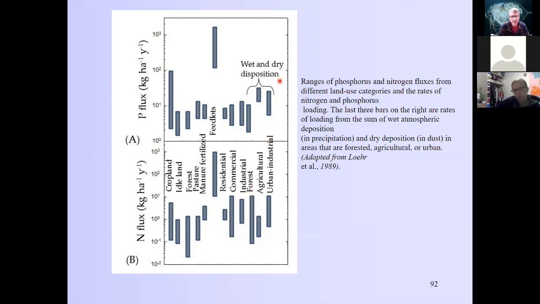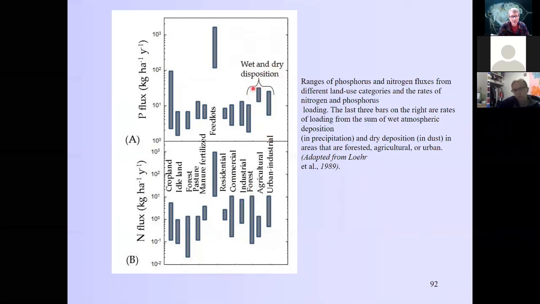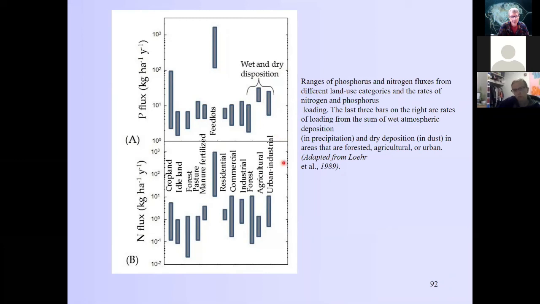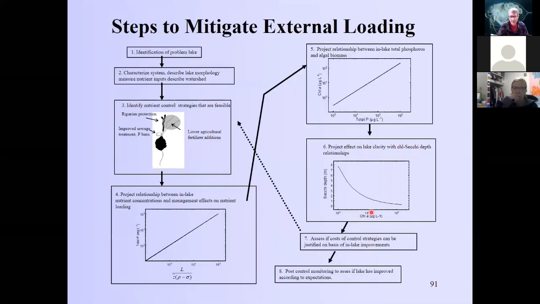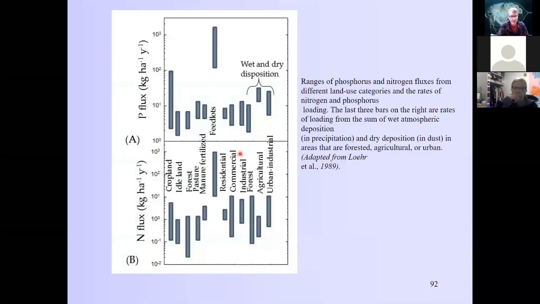And we see that wet and dry deposition from the atmosphere are really important, and that agriculture and urban industrial activities create a lot of dry and wet deposition from emissions from burning things and such. So when you go back to the control strategies, you have to think about what's upstream and what's coming in from the atmosphere.